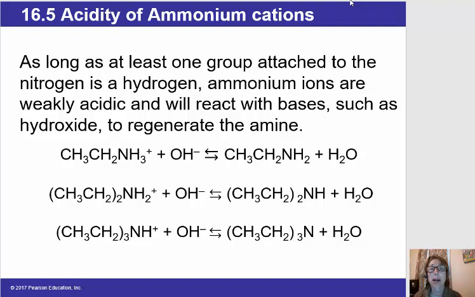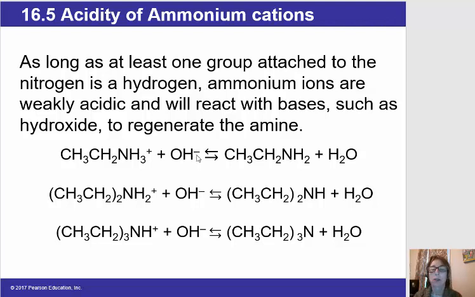Ammonium cations act as acids as long as there is at least one hydrogen directly bonded to the nitrogen. Sometimes quaternary ammonium cations can form when there are 4 bonds to carbon-containing groups. So that's why we have to specify at least one hydrogen has to be directly bonded to that nitrogen.